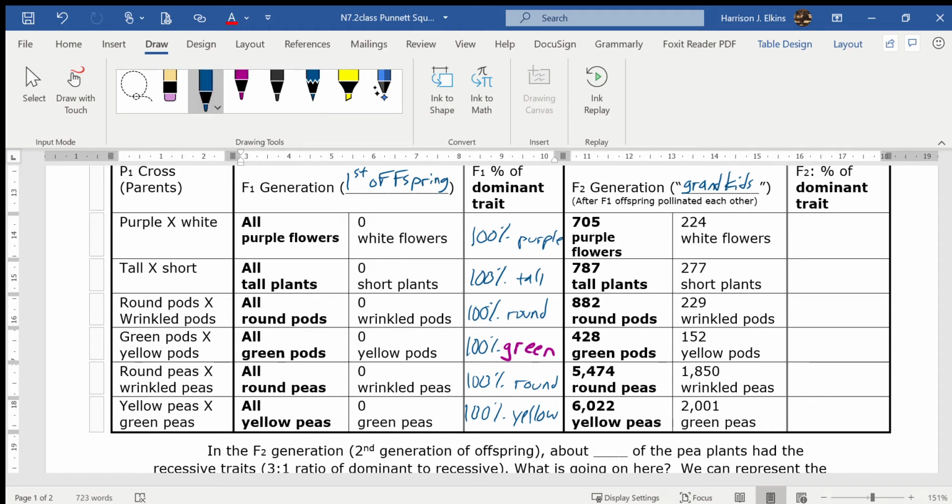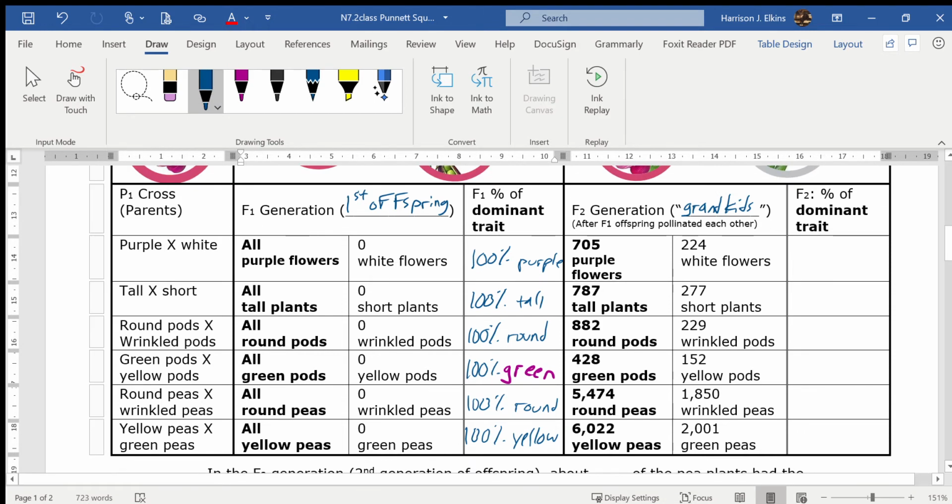Boy, writing in all these colors is making my head hurt. Okay, so that's what he did when he crossed them first. But then what he started doing was crossing these purple flowers with themselves. And he actually recorded these numbers. So these are the actual numbers that Gregor Mendel recorded in the 1800s. What you'll see is that he had 705 purple flowers and 224 white flowers.